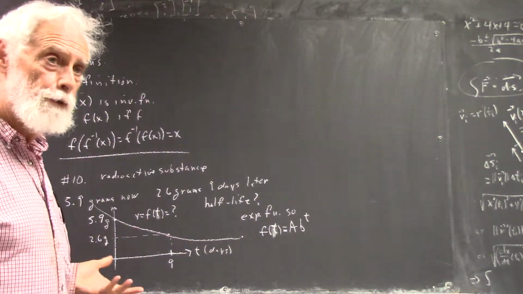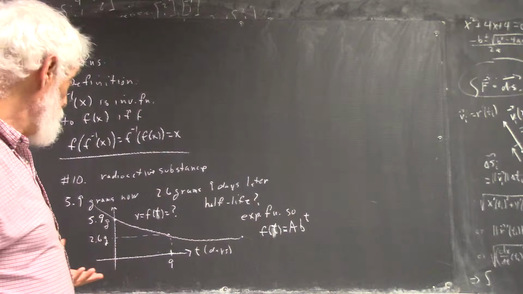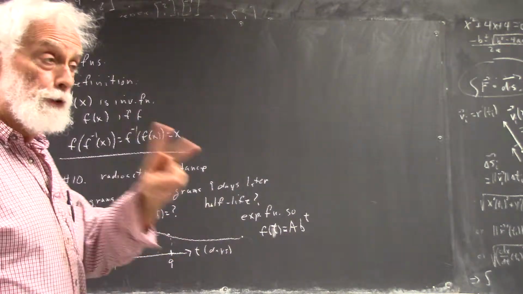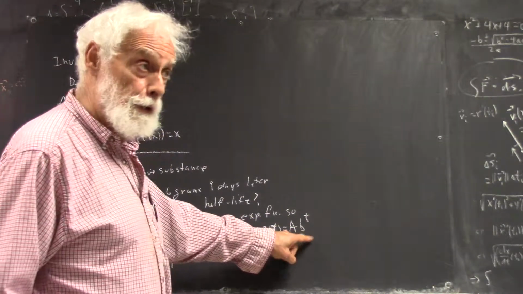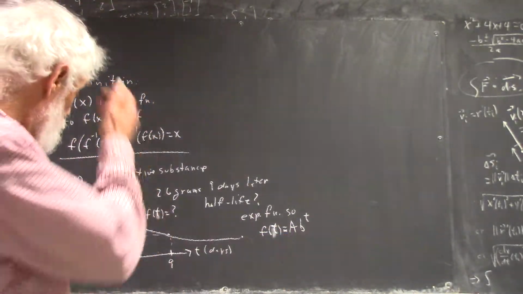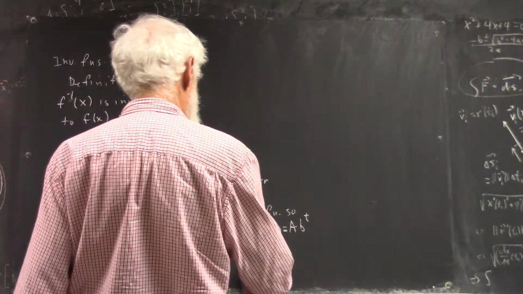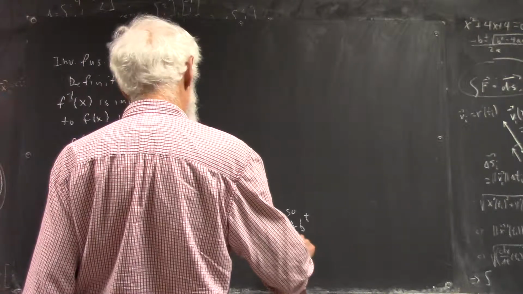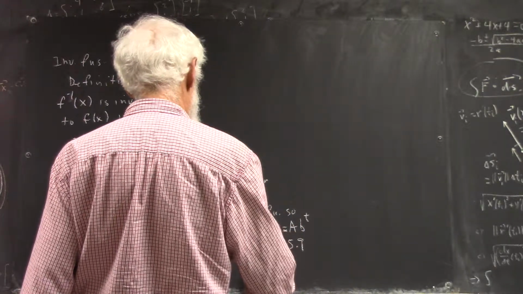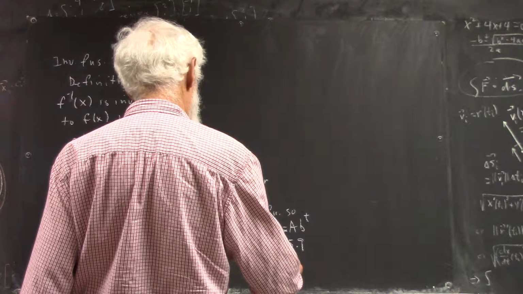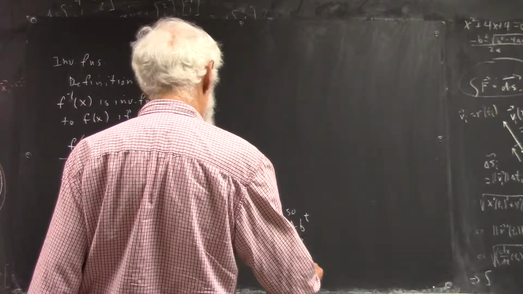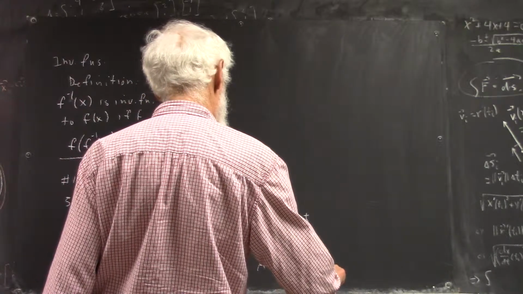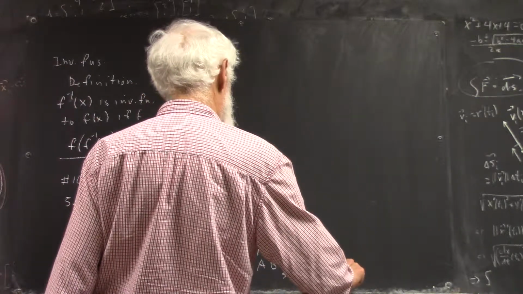Well, now you should be on familiar ground. We've done quite a bit of this. You just plug in the coordinates of this point, plug in the coordinates of this point, it gives you two equations, and you solve for a and b. So I can write that down: a b to the 0 is 5.9, and a b to the 9th is 2.6. Solve for a and b.